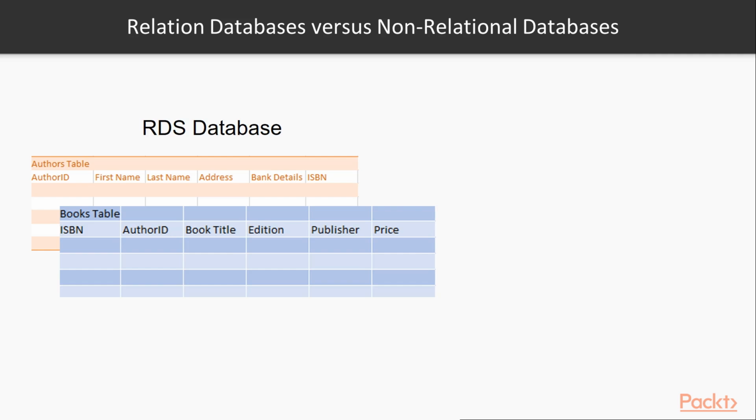Now, with relational databases, data is stored in one or more tables, and generally you'd create different tables for different sets of data that may or may not have a direct relationship between them. For example, in the screenshot shown, you can see that we have two tables. One's an author table and the other is a book titles table. So each table will have a column that contains a primary key. So in the authors table, we have the author ID, and in the books table, we have the ISBN number.